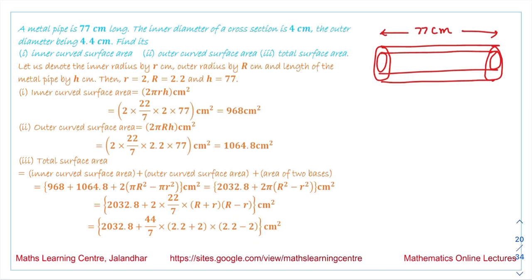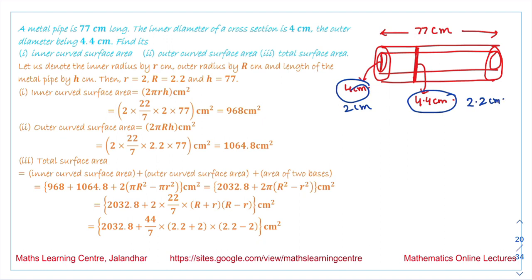The inner diameter of the cross section, I am talking about this length over here, is 4 centimeter. And the outer diameter, this diameter over here, is 4.4 centimeter. So the radius in this case is 2 centimeter, and the radius in this case is 2.2 centimeter.